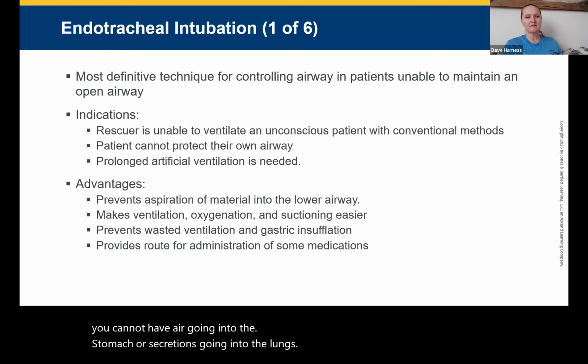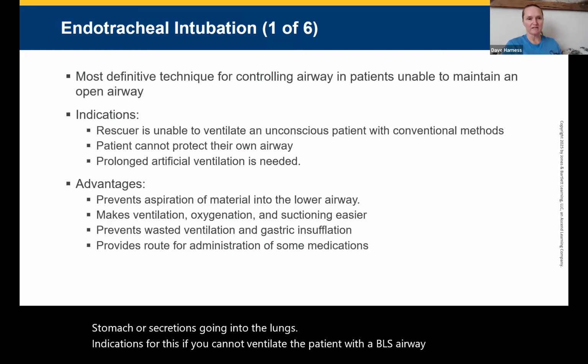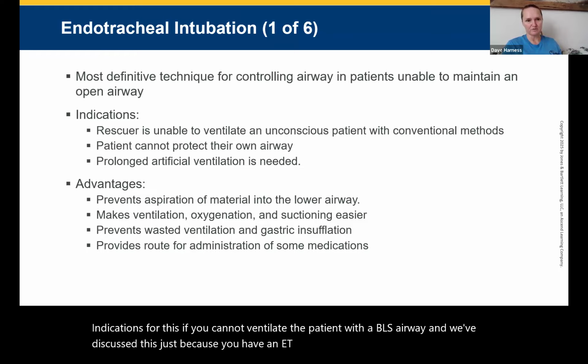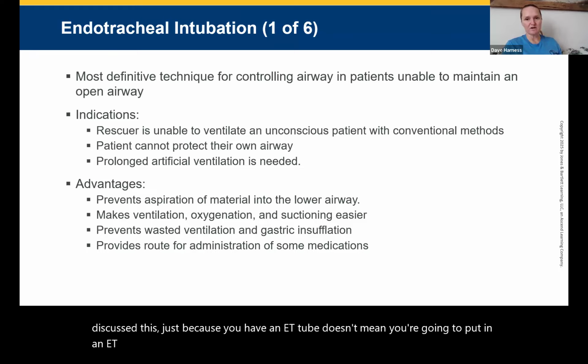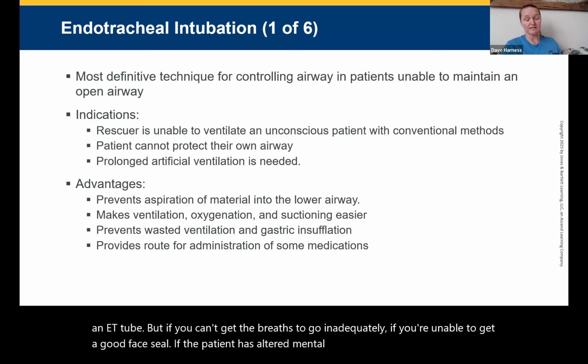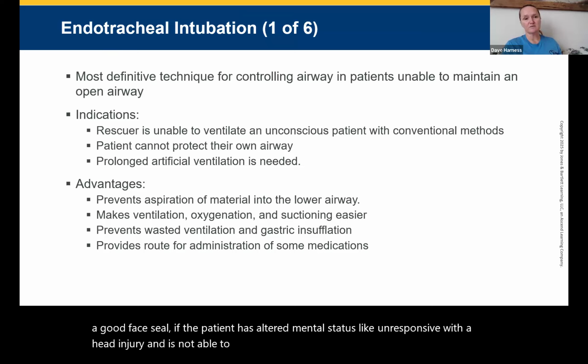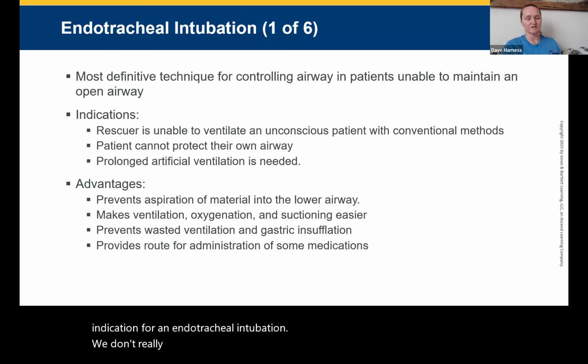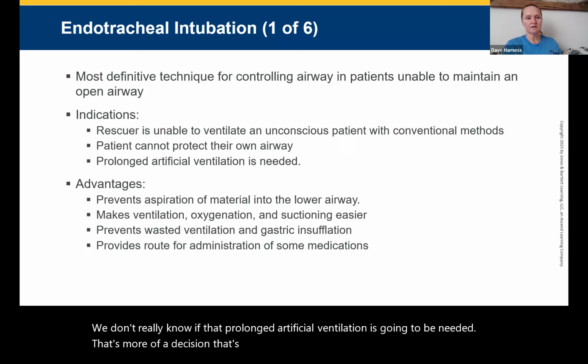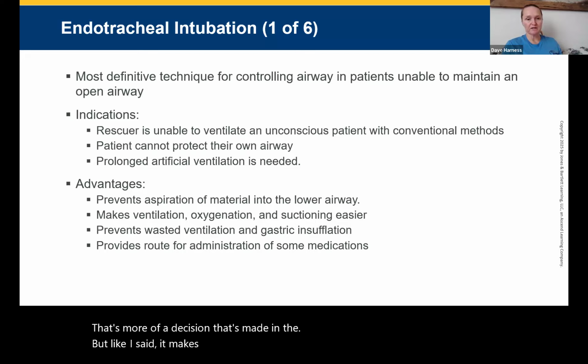Indications for this: if you cannot ventilate the patient with a BLS airway, and we've discussed this, just because you have an ET tube doesn't mean you're going to put in an ET tube. But if you can't get the breaths to go in adequately, if you're unable to get a good face seal, if the patient has altered mental status, like unresponsive with a head injury, and is not able to protect their own airway, this is when there is an indication for an endotracheal intubation. We don't really know if prolonged artificial ventilation is going to be needed. That's more of a decision that's made in the ER. But like I said, it makes ventilation and oxygenation easier.